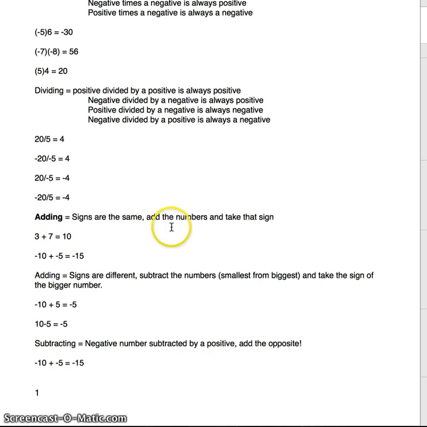So signs are the same. Add the numbers, take that sign. Someone else that I know says same sign sum. Just a quick way to remember it when you're adding.